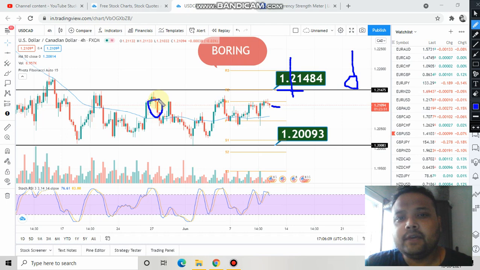Once you get the confirmation that yes, this level is a valid resistance, market is struggling at the resistance, try to read the market emotion, try to understand the market psychology. If you see that price is struggling, and it will not be possible for the price to cross the resistance level, then you can short the market at this level.